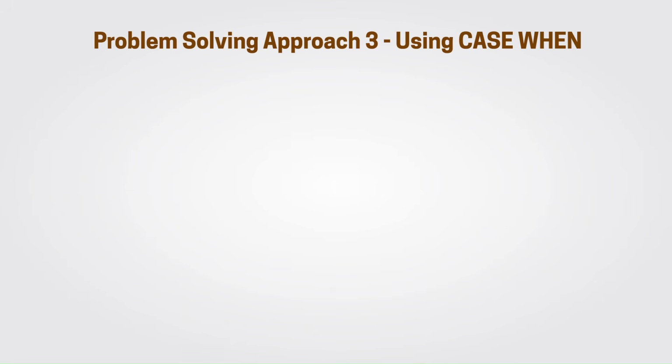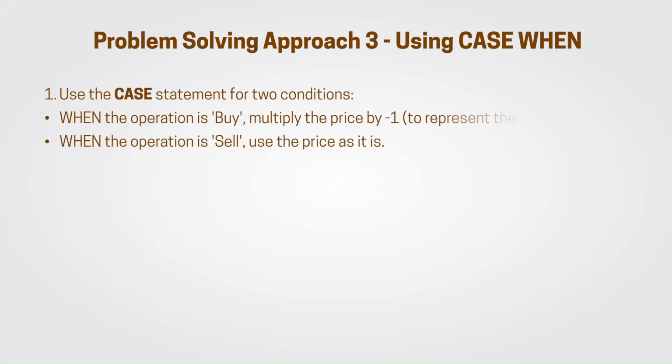Now let's move on to the third approach, which is very easy, using case when. This is the easiest one. Here you will be following some steps. Your step 1 would be to use the case statement for 2 conditions. Condition 1 is that when the operation is buy, you'll multiply the price by -1 to represent the loss. And when the operation is sell, you will use the price as it is to represent the profit.